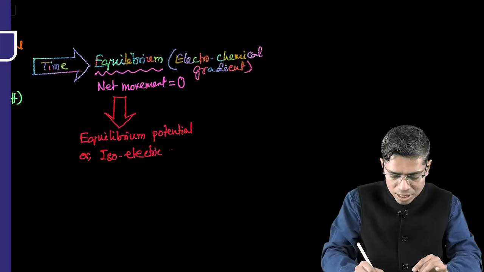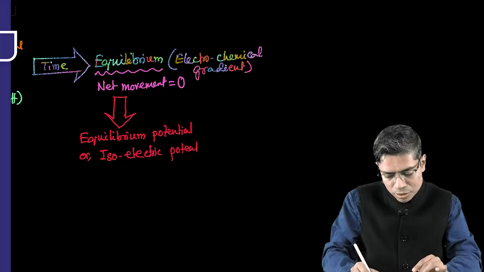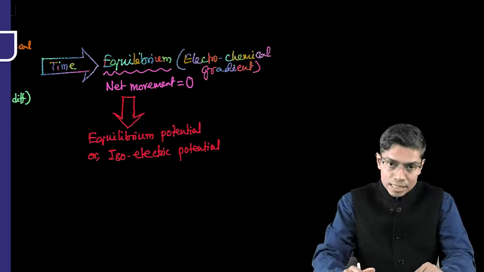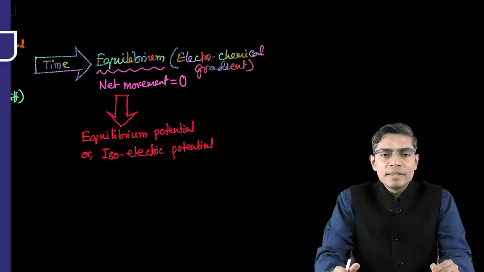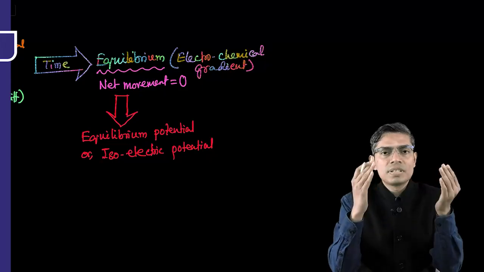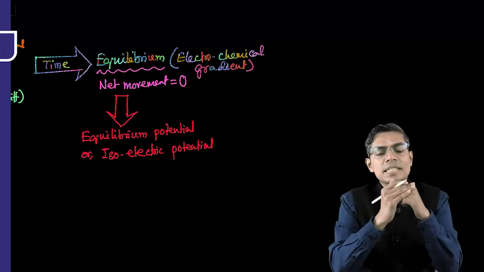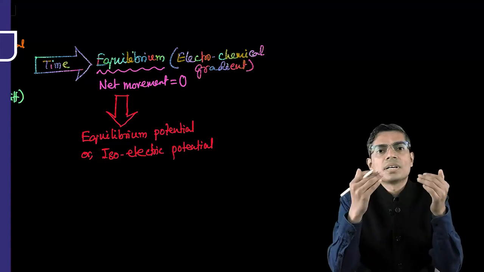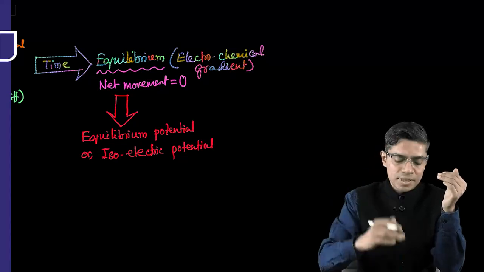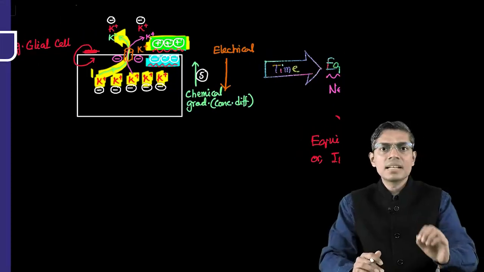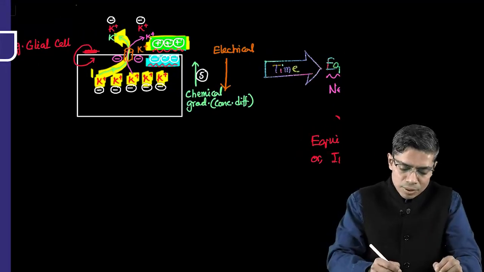Isoelectric potential of this cell. So equilibrium potential or isoelectric potential, what is that? When the cell is in equilibrium, the inside of the cell membrane contains a certain negative charge with respect to outside, and if I measure that voltage, this is nothing but the equilibrium potential or isoelectric potential. So if I ask, in this glial cell, can I measure this equilibrium potential?